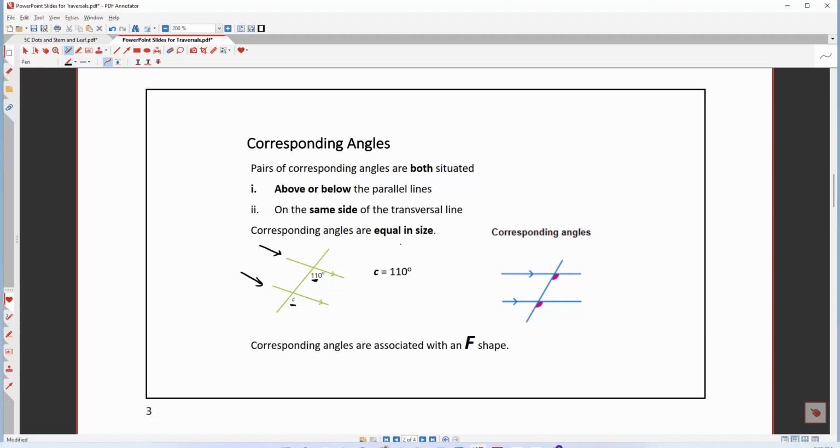What we need to know is that corresponding angles are equal in size. So if this is 110 degrees, that means this angle here must be 110 degrees. We typically remember corresponding angles with an F shape. Here's a summary: if this one is, say, 100 degrees, then this one will also be 100 degrees because corresponding angles are equal in size.